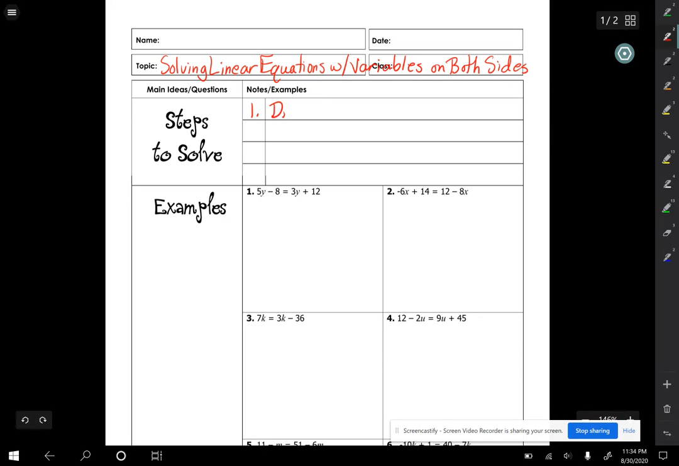Step 1, distribute. If necessary, you don't always have to do this. Step 2, combine like terms. Step 3, and this is the new part, move variables to one side. And step 4, solve for that variable.